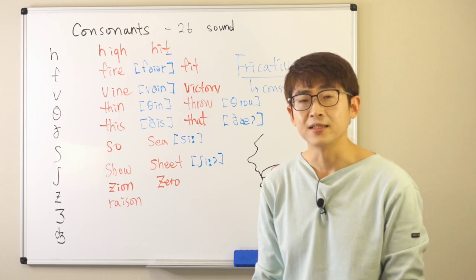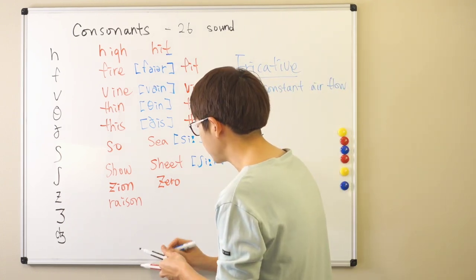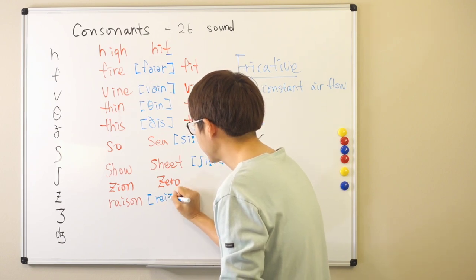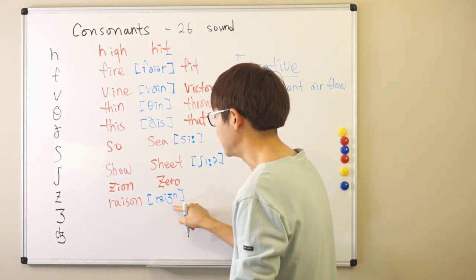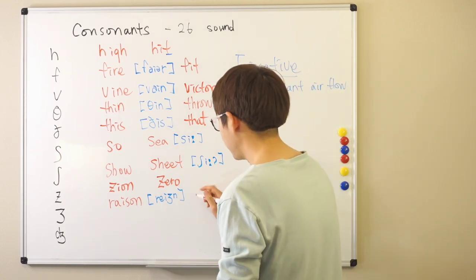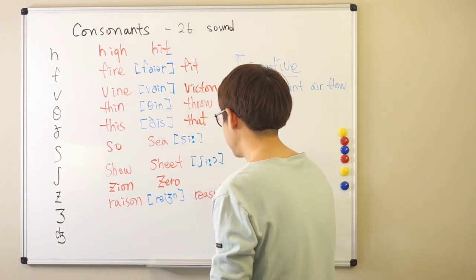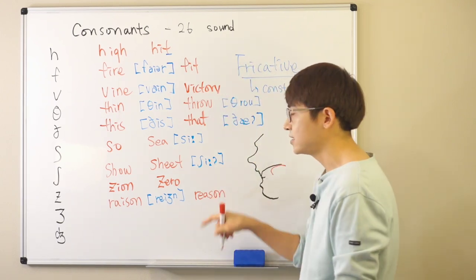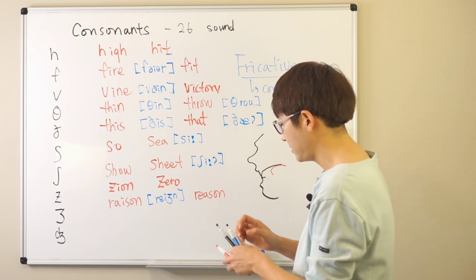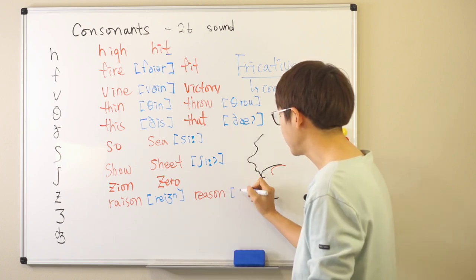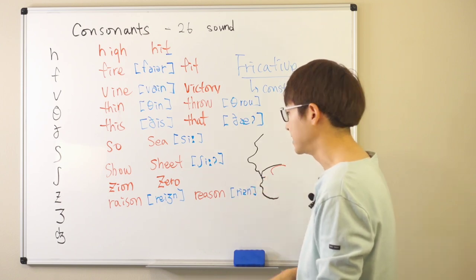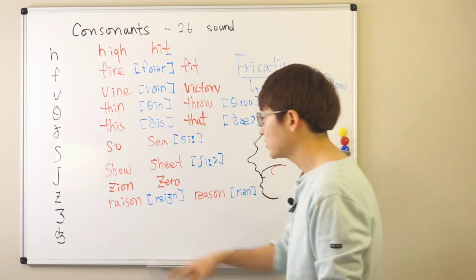Raisin, raisin. And if you look up the dictionary, it looks like ray and zin. Another example is reason, reason. If you look up the dictionary, it looks like re and zin. Okay? So they are different.